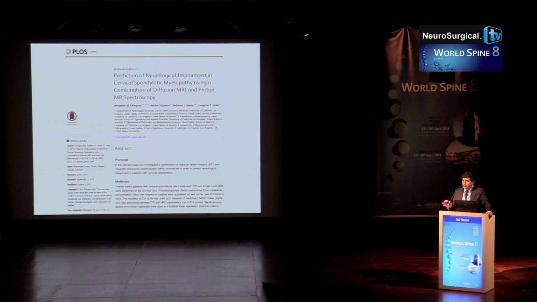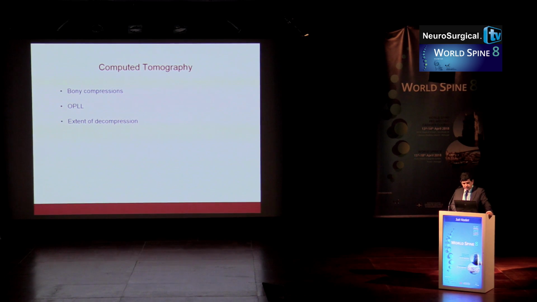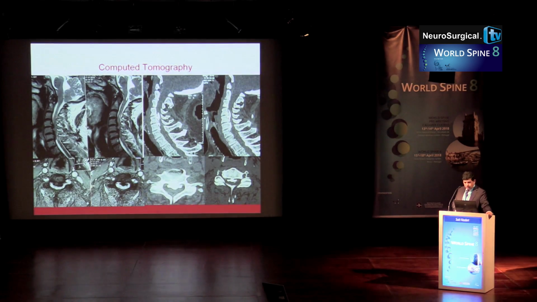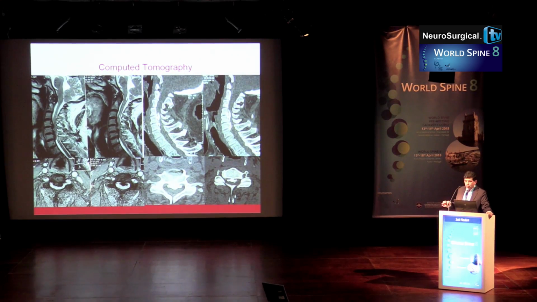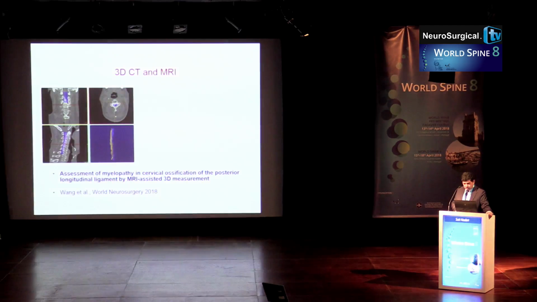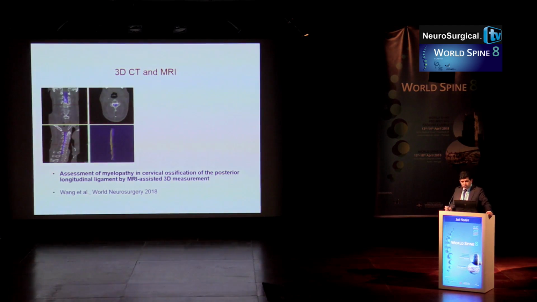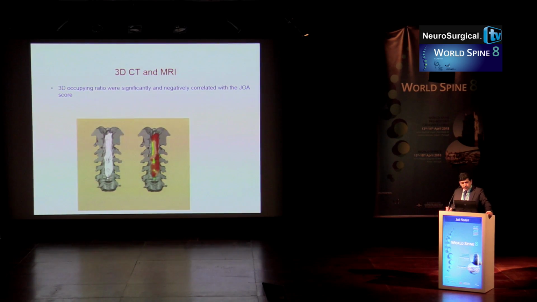studies. So another technique is computed tomography. We use computed tomography in order to see OPLL and all other compressive bony structures. But a new 3D CT and MRI technique, this paper was published in World Neurosurgery, showed that 3D CT can show us occupying ratio and OPLL volume better than traditional techniques.